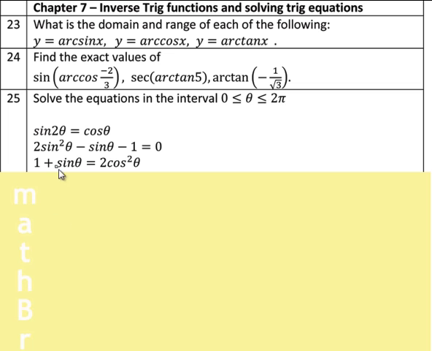In number 25, we'll start by setting this equal to 0. So let's put this one on the other side and this one on the other side. So we have 0 equal to cos squared theta. And here we have minus sine theta minus 1. And we want to change everything over to either sine or cosine. So we'll change over to sine, put 1 minus sine squared theta right here.